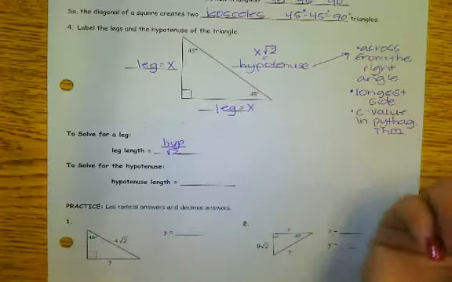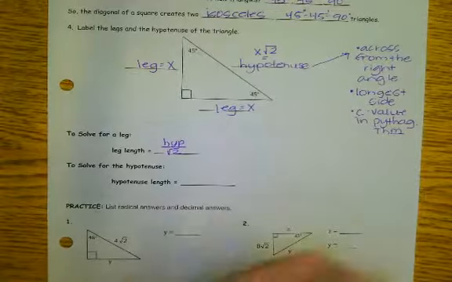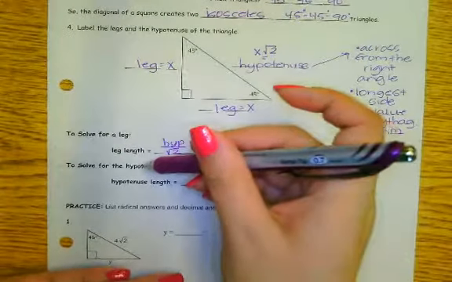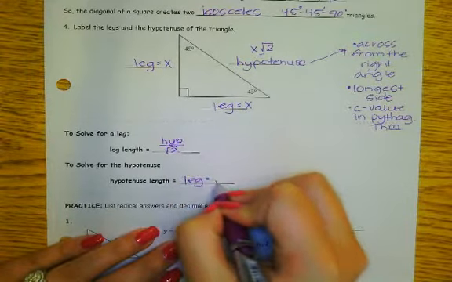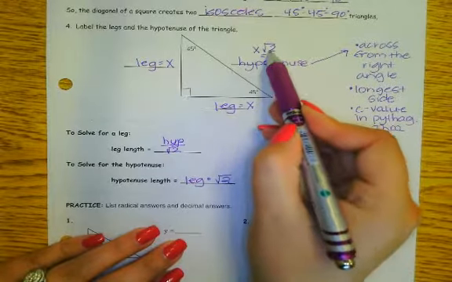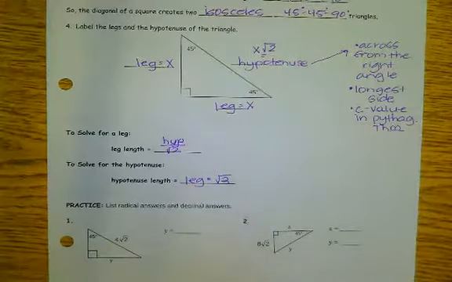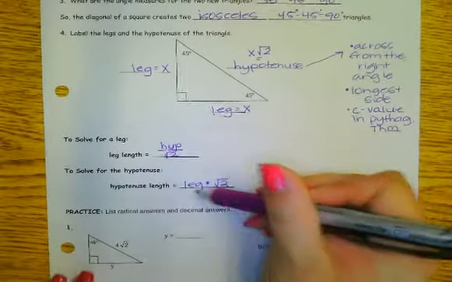Okay, so to solve for the hypotenuse, I'm going to multiply my leg times radical 2. So I'm going to take my X value and multiply it by radical 2. Okay, so those are your shortcuts for solving for a leg and solving for a hypotenuse. Or if you know X, X, X radical 2, same thing.